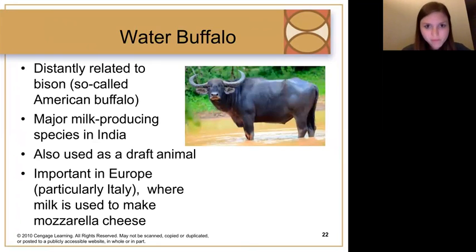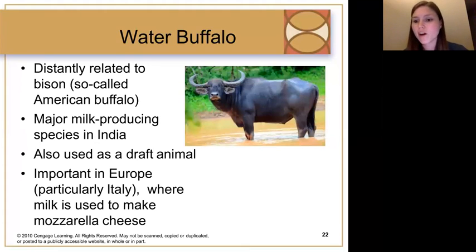Yeah. So we're going to talk just a little bit about some other species. The water buffalo is distantly related to the bison, which is called the American buffalo. So they are kind of related, but pretty distant. And they're the major milk producing species in India.